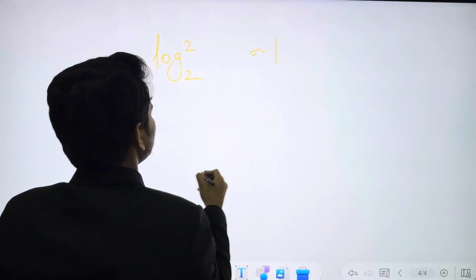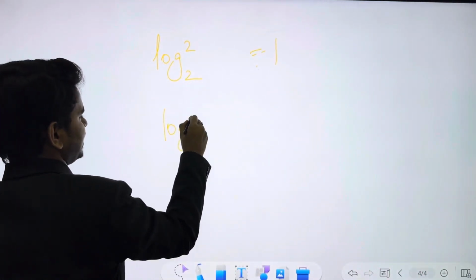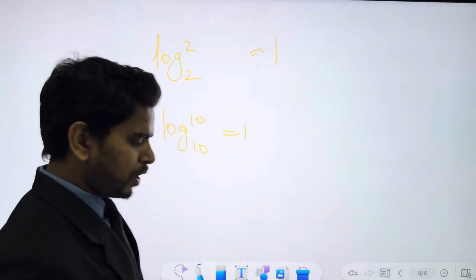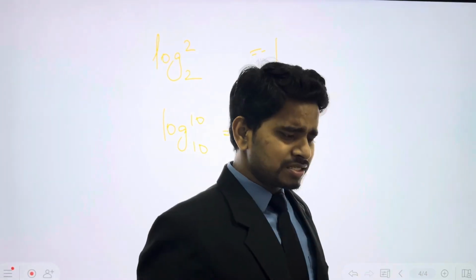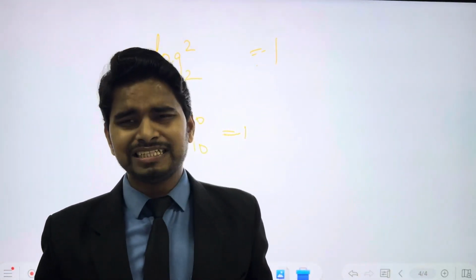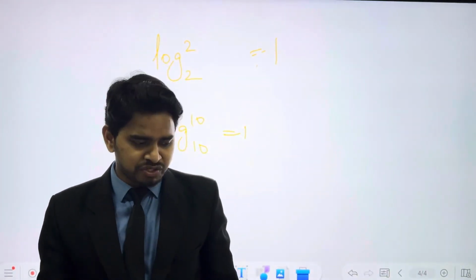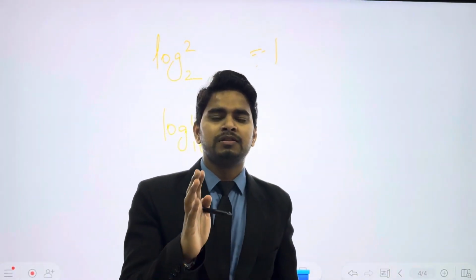What is the power we should give to 2 to reach 1? The answer is 1. What is the value of log 10? Again 1. Now guys, there is a problem here. When you see any questions, you will not see the base given. Why? Because actually in chemistry, we assume the base to be 10.